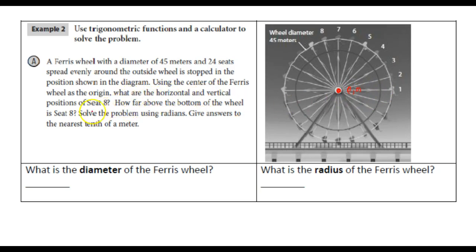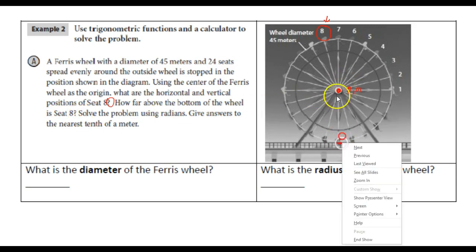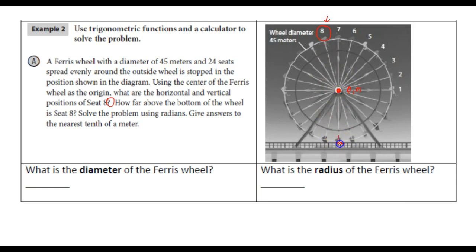Using the center of the Ferris wheel as the origin, so let's say the center of our Ferris wheel is 0, 0. What is the horizontal and vertical position of seat 8? Which I guess is that one right there. So that's the first question. How far above the bottom of the wheel is seat 8? Okay, so from the bottom to where seat 8 is, how far is that? And solve the problem using radians.